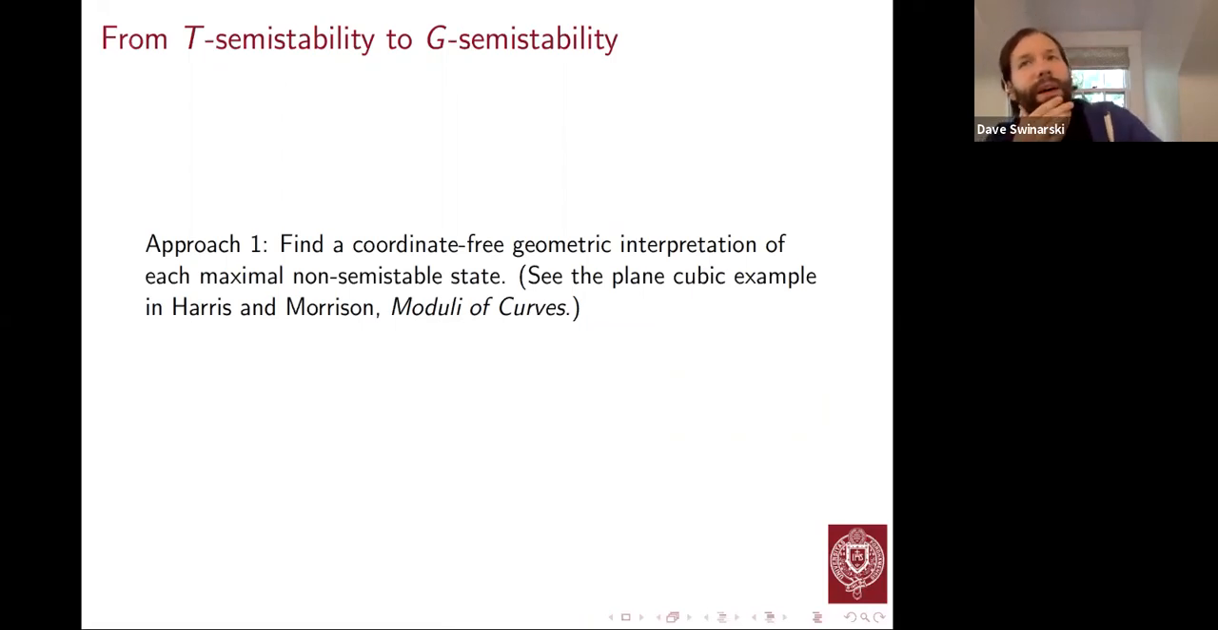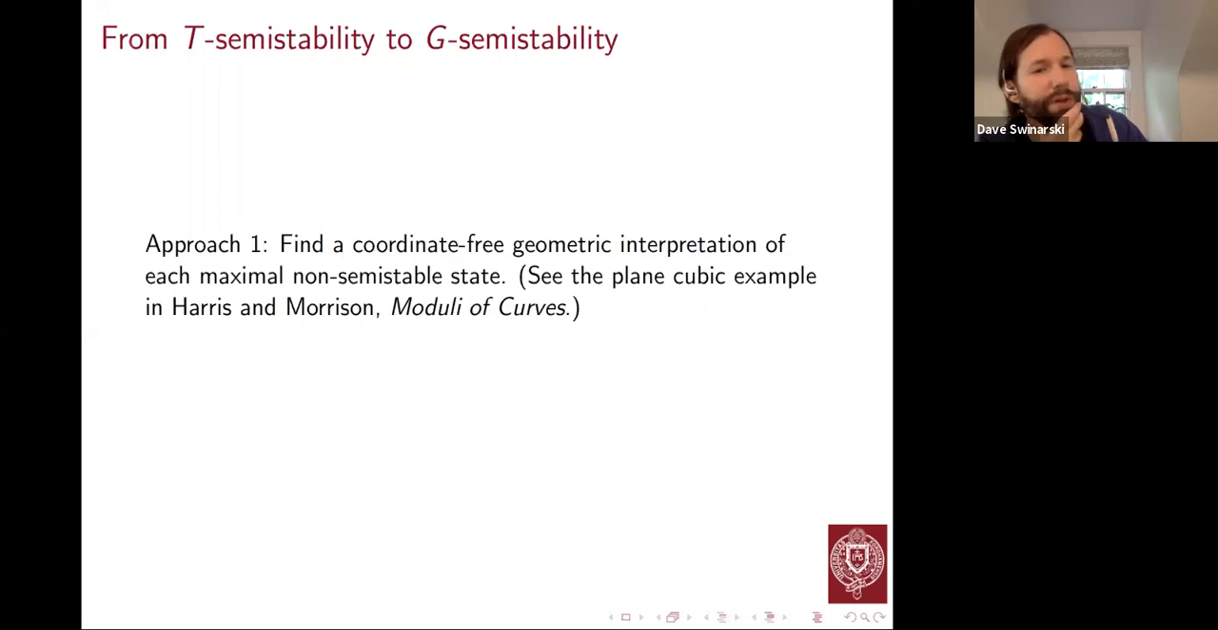And what I just described was all about T semi-stability. And as we know in Mukai's model, what we really want to describe is G stability. And so I just want to briefly mention 2 techniques that have been used to pass from T semi-stability to G semi-stability.